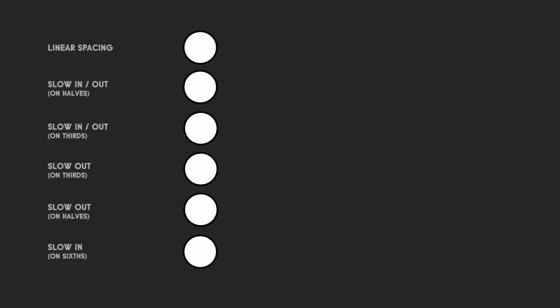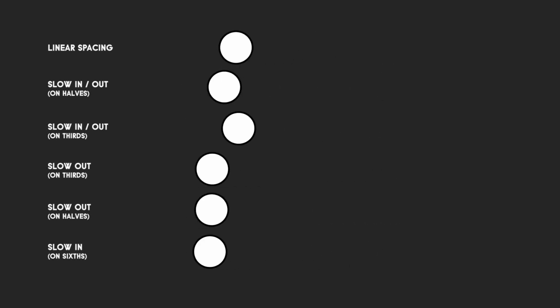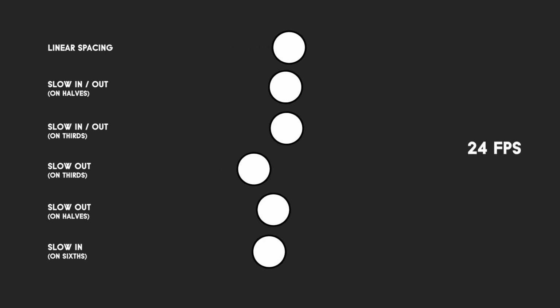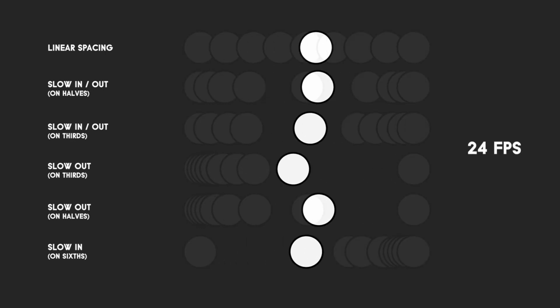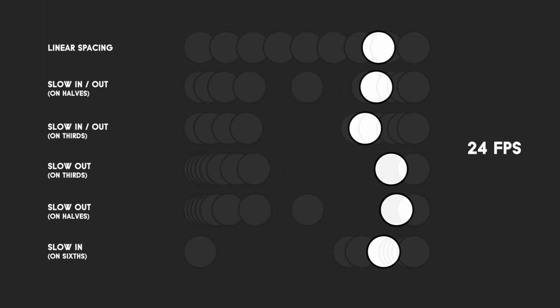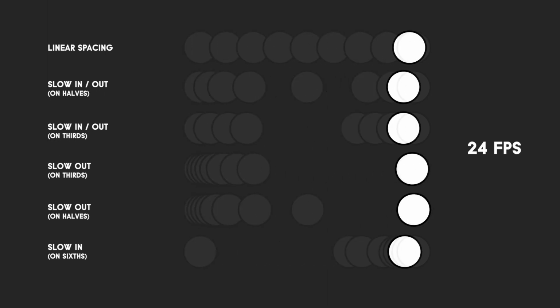So, in this example, the circles are moving from point A to point B in 1 second, with a linear motion at a rate of 24 frames per second. In linear motion, the distance between each frame is the same. But in the real world, objects don't move like that. This is why we need to manipulate the spacing.